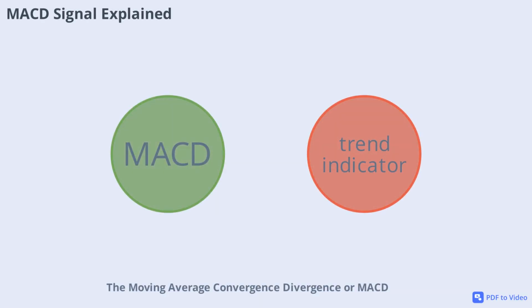Moving Average Convergence Divergence, or MACD, is a versatile trend-following momentum indicator. The MACD signal is a moving average of the MACD line itself, and it's used to generate buy or sell signals. By analyzing the relationship between the MACD line and its signal line, we can identify changes in the strength, direction, momentum, and duration of a stock's price trend. This makes MACD a powerful tool for timing entries and exits in the market.